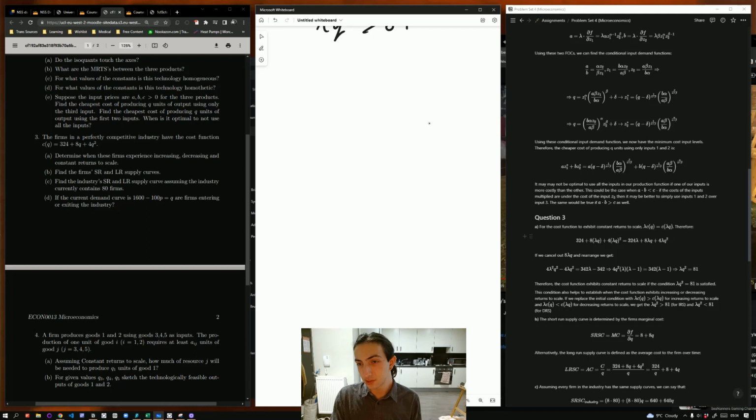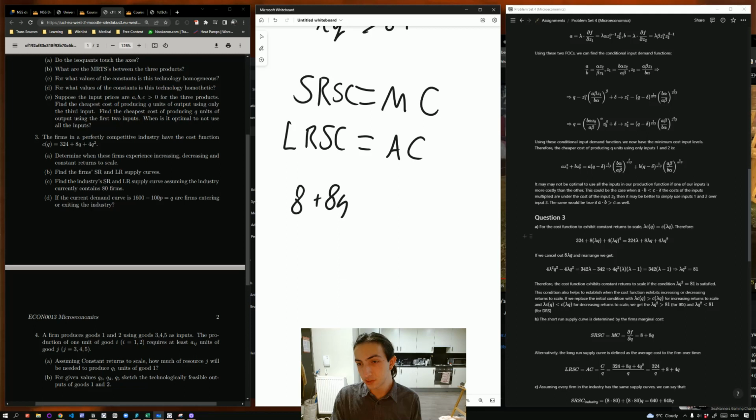Now I look back at my notes for this, and it turns out that short run supply is just marginal cost, and supply curves. There we go. And then the long run supply curves are just average cost. Okay. So we know how to calculate marginal cost. We just derive with respect to Q. So it's going to be 8 plus 8Q, which is going to be equal to the short run supply curve.